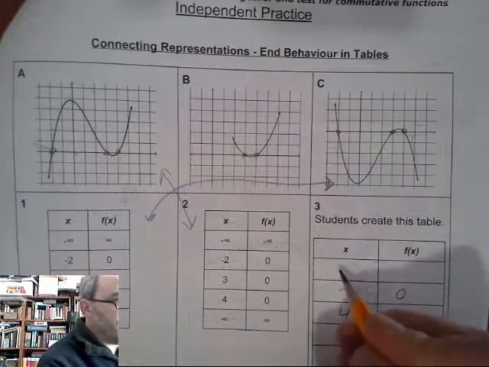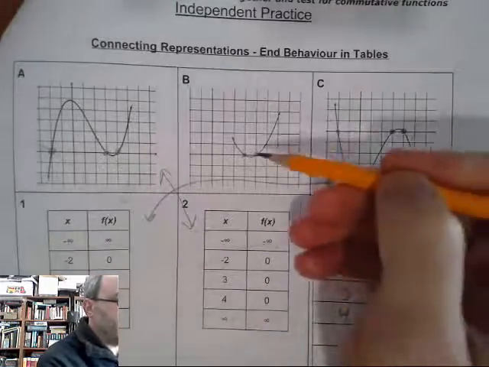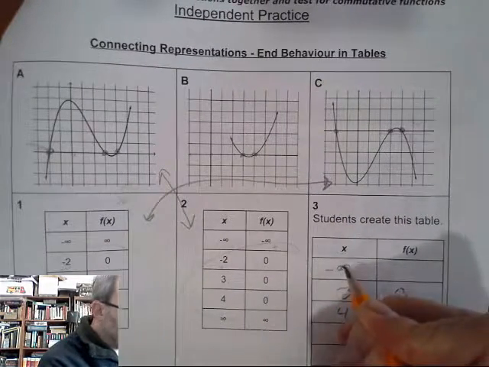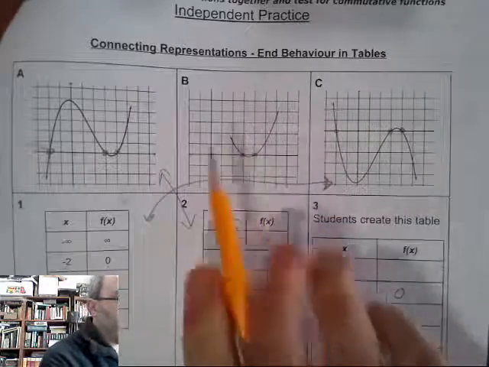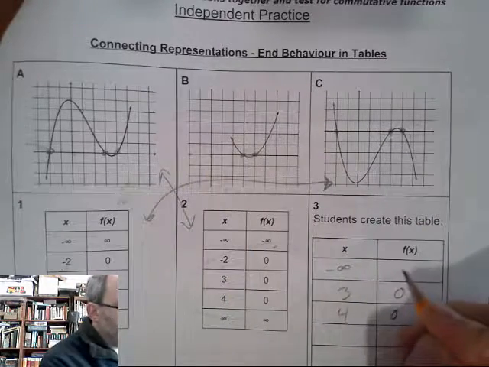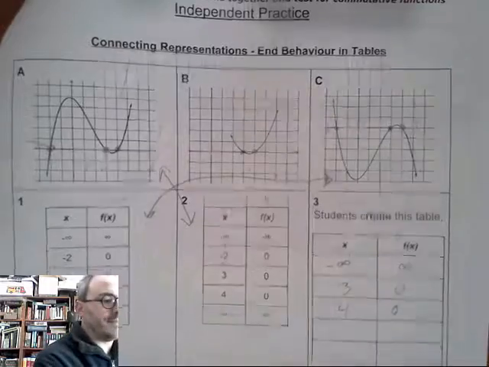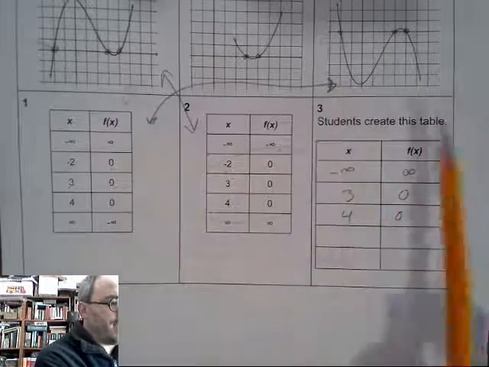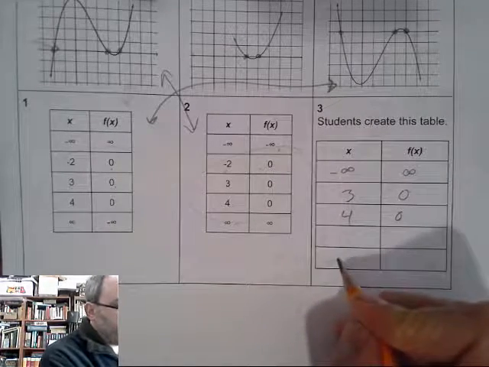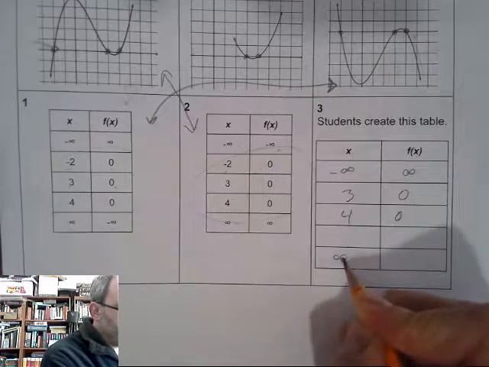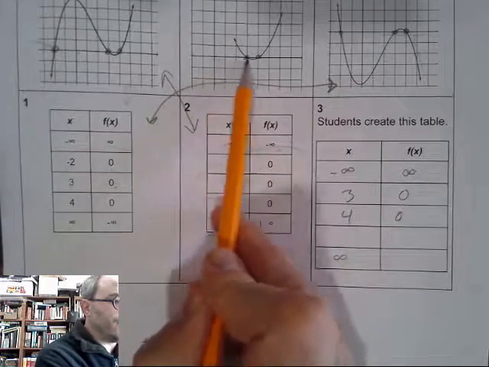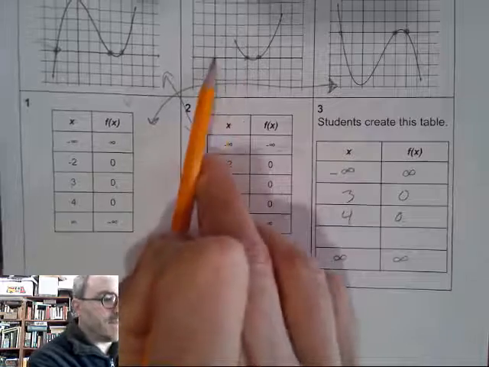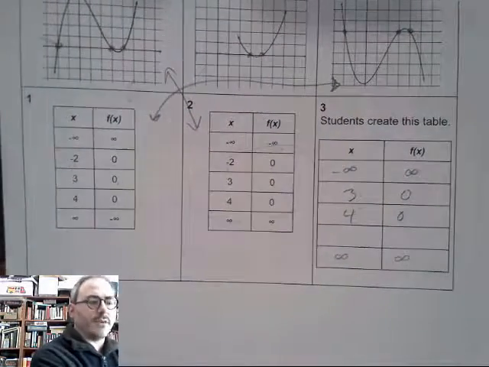And then I'm going to give my domain and range. All right. So as x goes to negative infinity, my y values are going up to positive infinity. Feeling good about that? As my x values go towards positive infinity, what are my y values doing? They're going up towards positive infinity. As my x values go this way, my y values are going up.